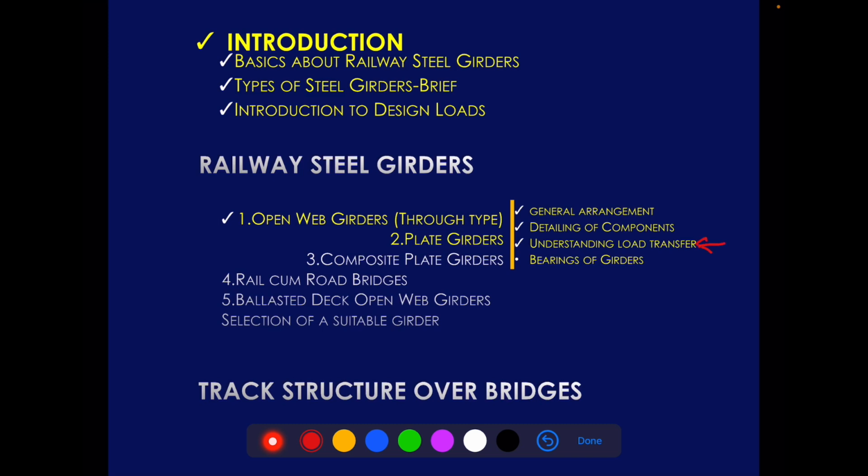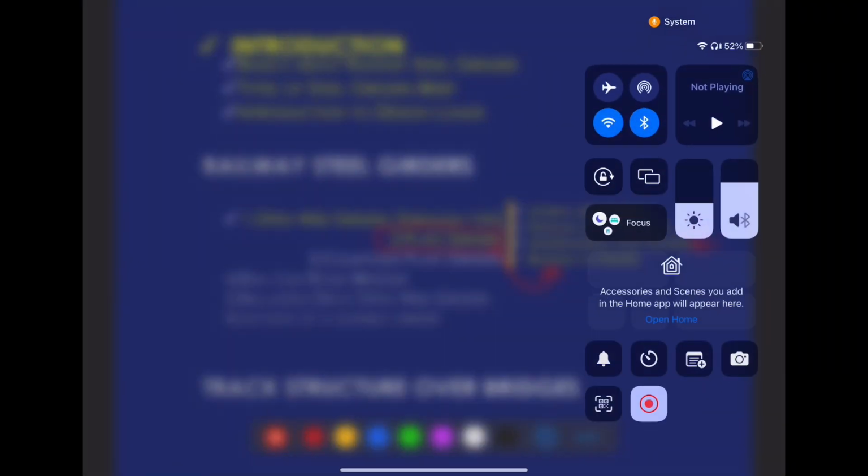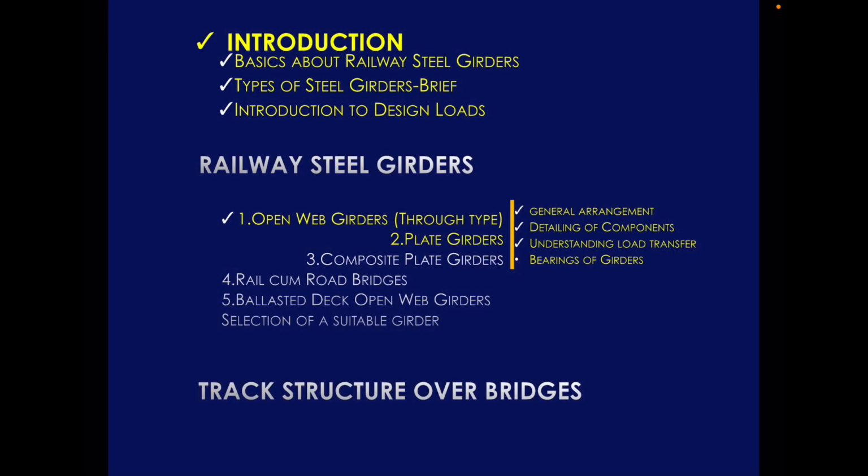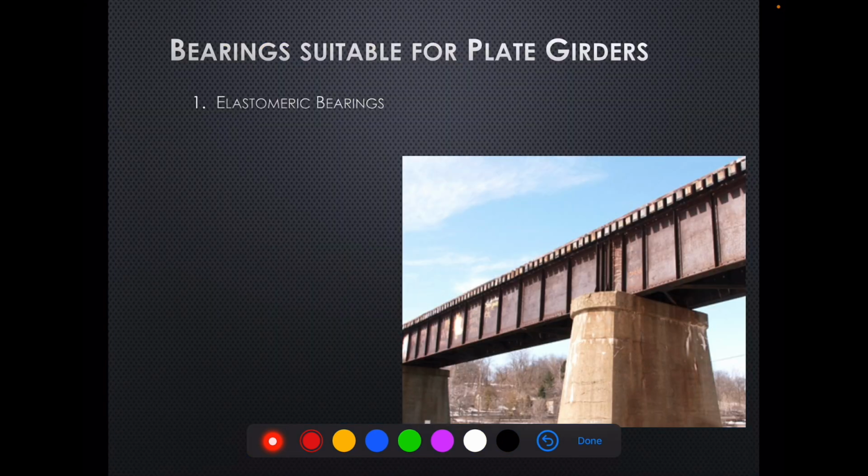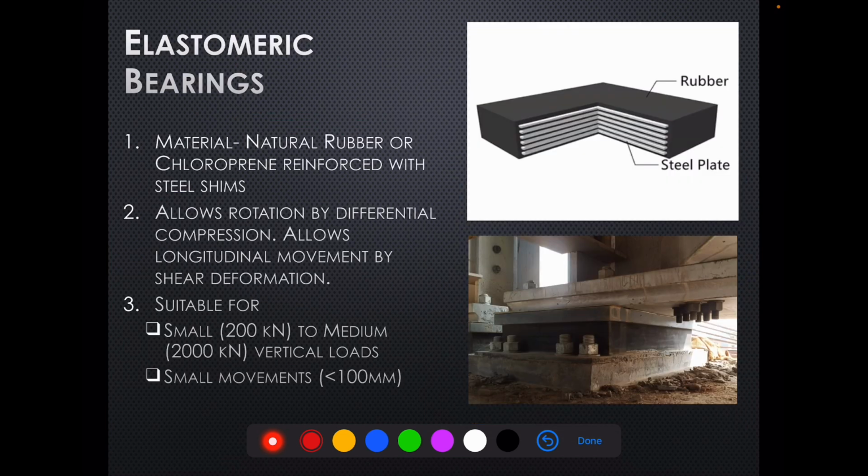Now we are at the final stage of plate girders. We will study bearings for plate girders. We are studying plate girders, and within plate girders, we are going to study their bearings. The most suitable type of bearing for plate girders is elastomeric bearings. So let's see elastomeric bearings in detail.